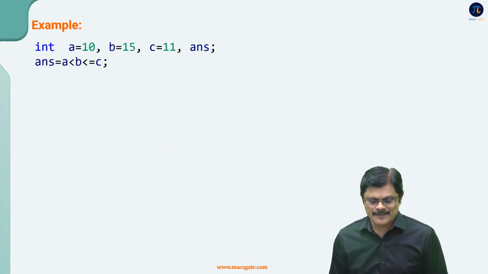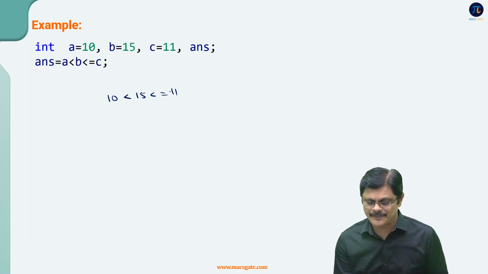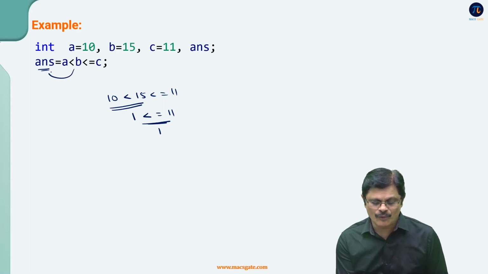Now look at this example. Here a < b <= c. That is 10 < 15 <= 11. Okay. First this is compared. 10 < 15 is true. Yes. 1 is less than or equal to 11. True. Yes. 1. So 1 is assigned to answer. So answer value changes to 1.